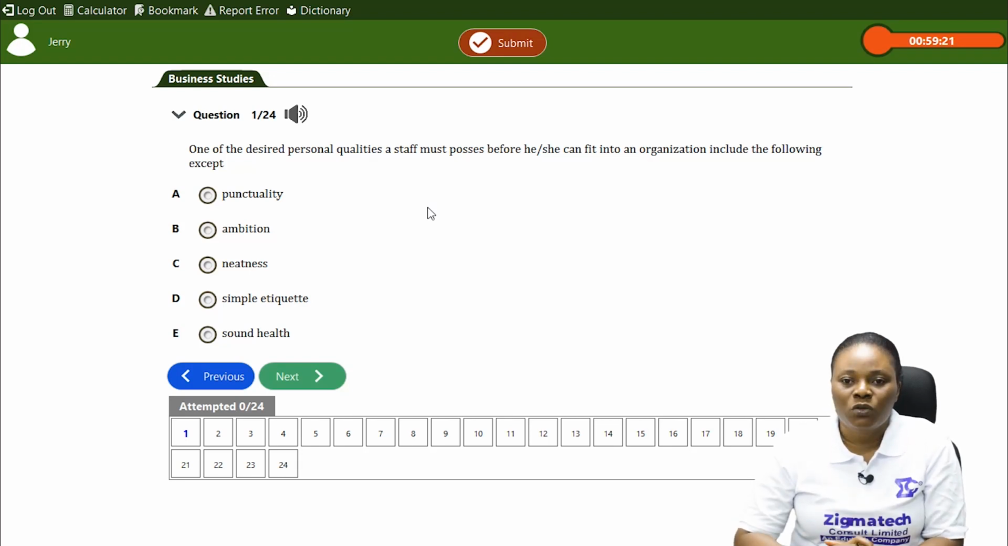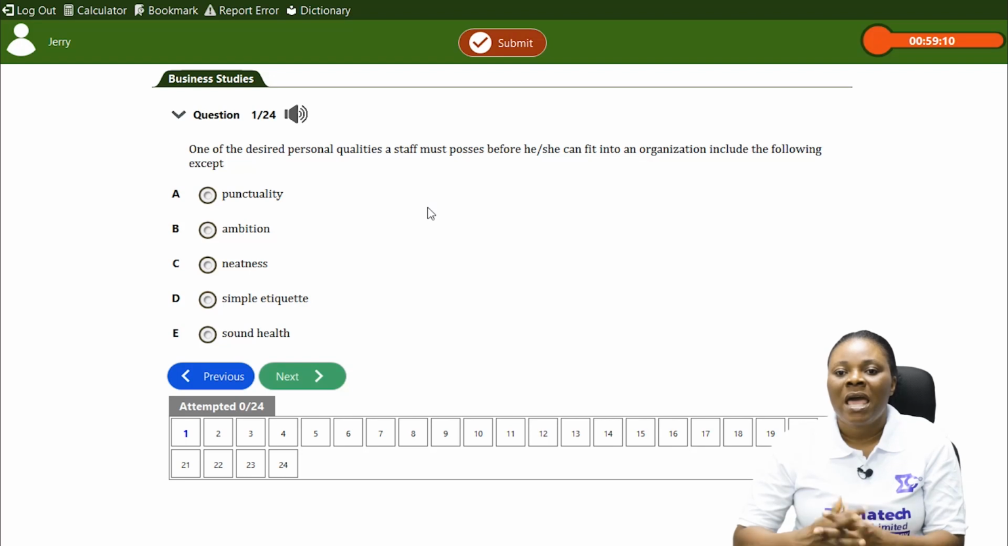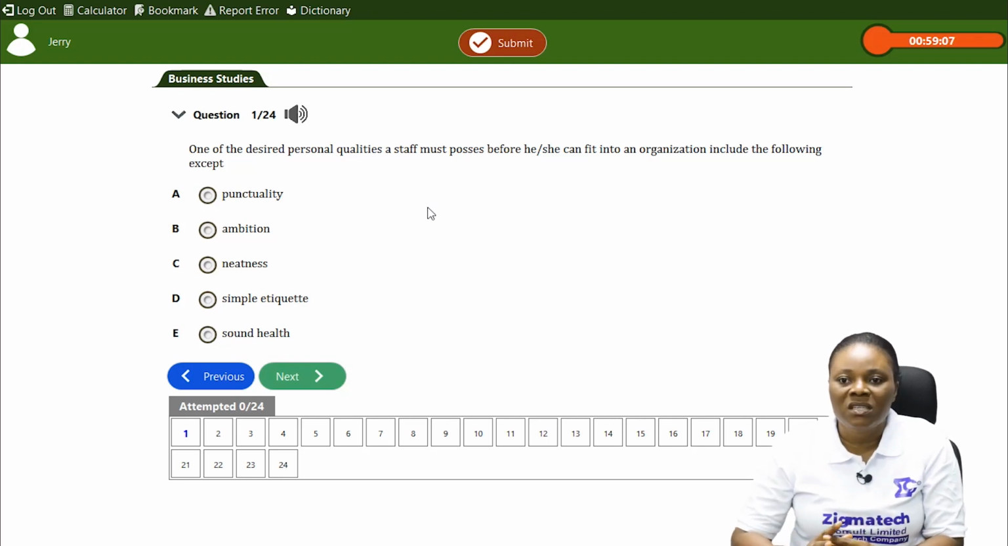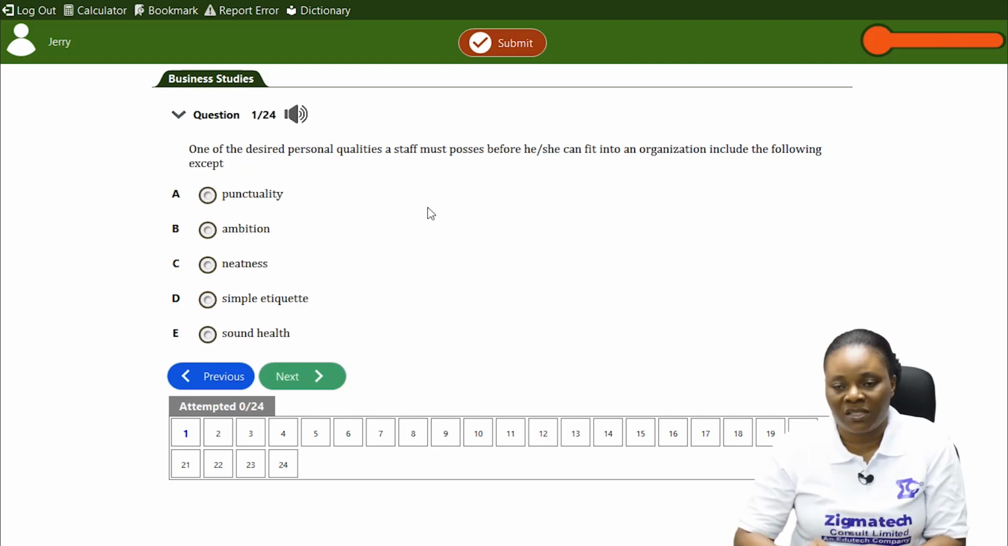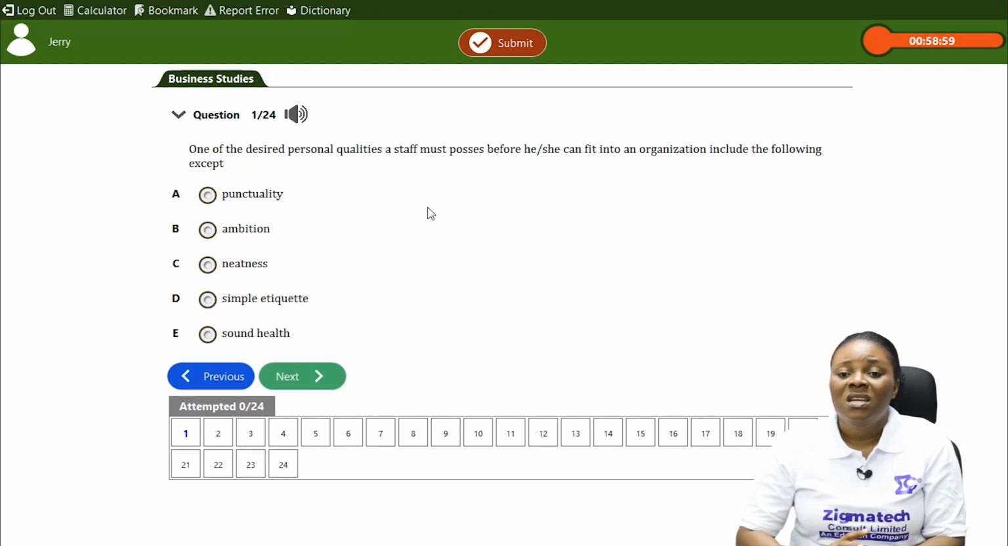Number 1, we have punctuality. Number 2, we have ambition. Number 3, neatness. D, simple ethic, which you can also refer to as courtesy. E, we have sound health. All these are good qualities of a staff, but which of them is not a personal quality? Punctuality is a personal quality. Neatness is a personal quality. Simple ethic is a personal quality. Sound health is a personal quality. The one that is not a personal quality here, which we can refer to as a job quality, is ambition. So ambition is the appropriate answer for this question.